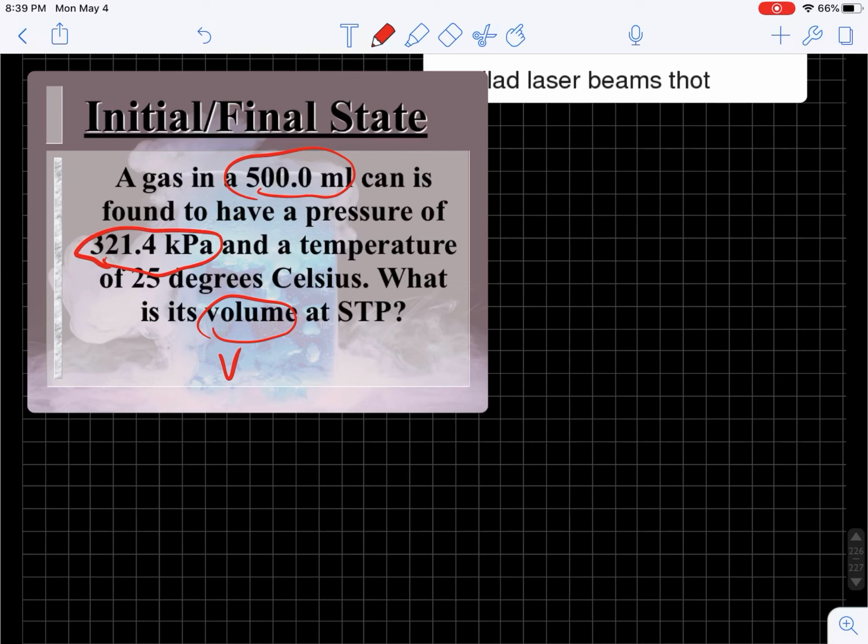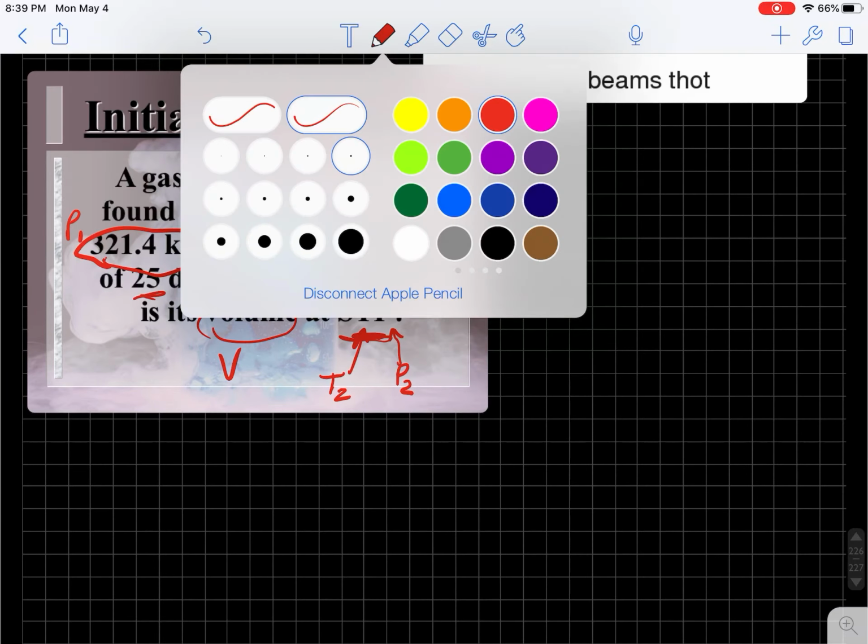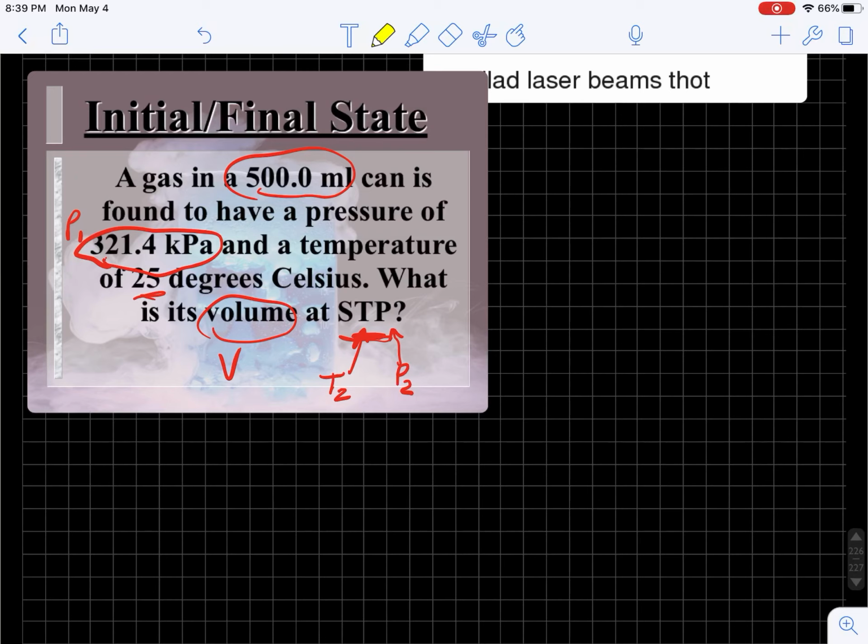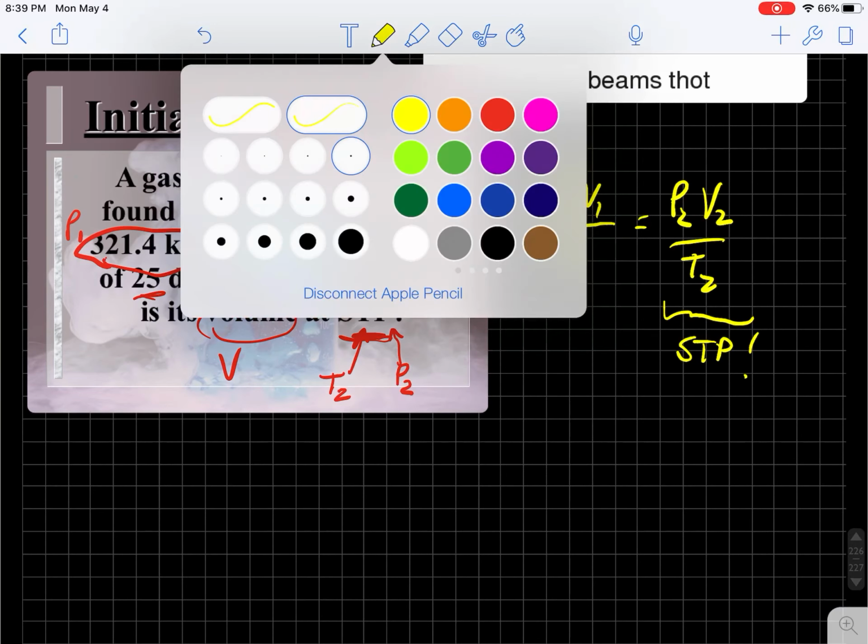And they're saying, all right, we're giving you a pressure initially. So here's my P1. Well, what's my P2? Well, P2 is my STP conditions. That's actually P2, the standard pressure. And temperature, again, 25 degrees Celsius. So we're converting it to a new temperature, so there's my T2. So I need pressure, volume, and temperature in the same equation. They're not changing the number of moles of gas. So we can do P1 V1 over T1 equals P2 V2 over T2, where our new conditions are going to be our STP conditions.